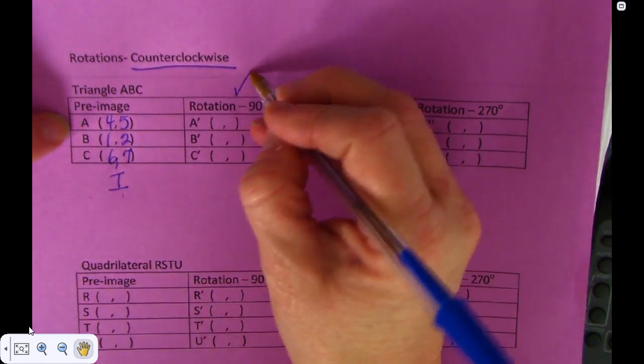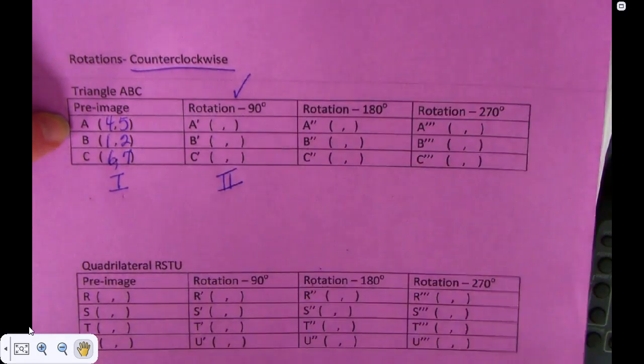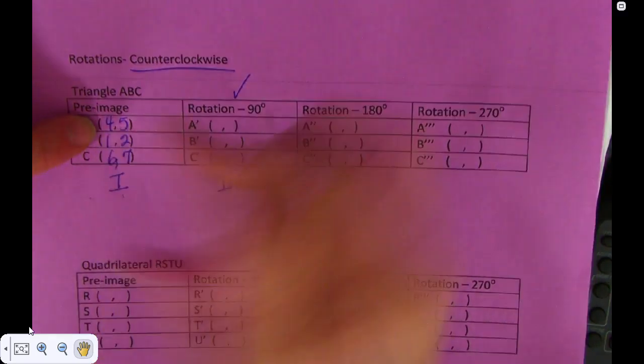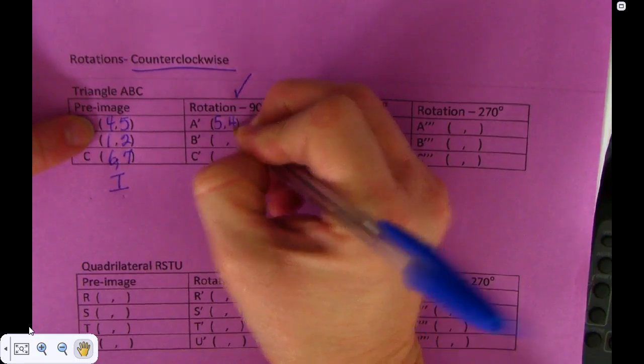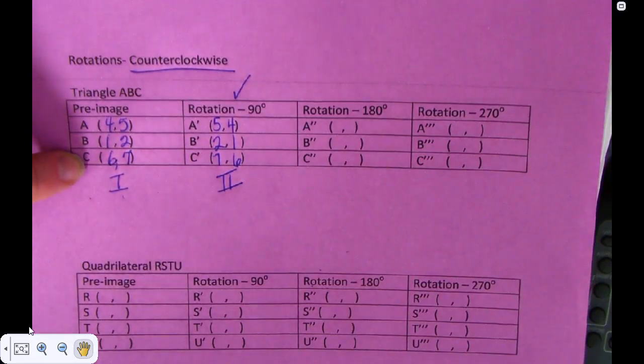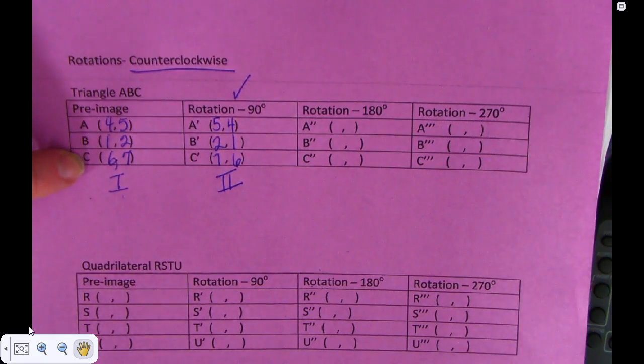So I'm making a 90-degree turn. I'm going to be in quadrant 2, counterclockwise. So what do I need to do with my coordinates? Switch them. 5, 4, 2, 1, 7, 6. And I apologize, I didn't make those parentheses far enough apart.